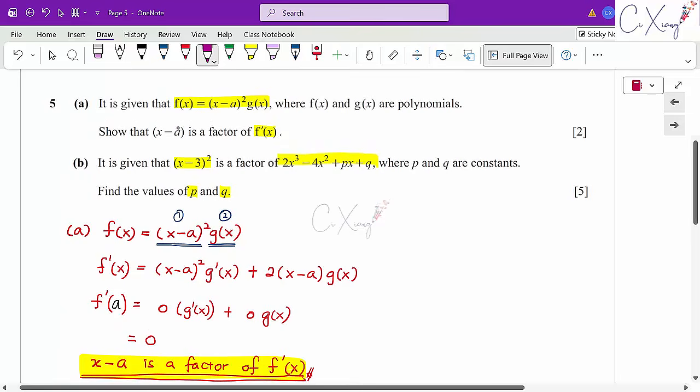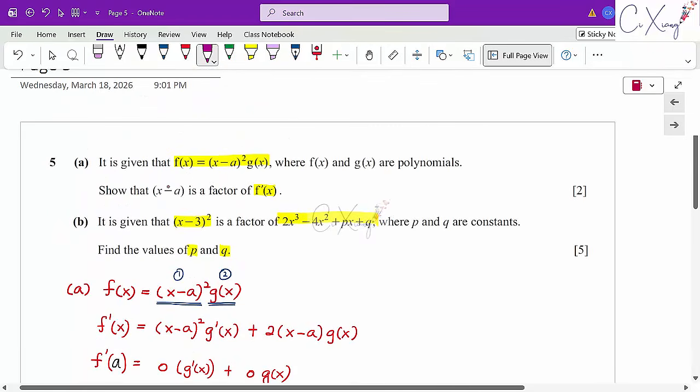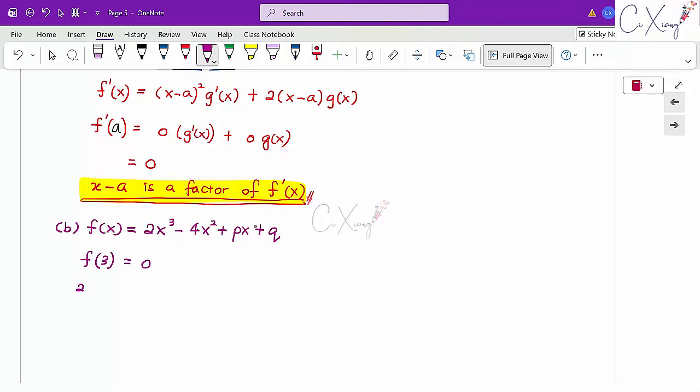Okay, so from the first part, you should know that x minus a is a factor of f(x), and x minus a is also a factor of f prime x. So I have to substitute what value? If you're having x minus a as a factor, then you substitute a inside your function. So now we are having x minus 3 as a factor, therefore I have to substitute the value of 3. So let's have a look at f(3) equals 0. What do you get for f(3)? You're having 2 times 3 power 3, minus 4 times 3 squared, plus 3p, then plus q equals 0.